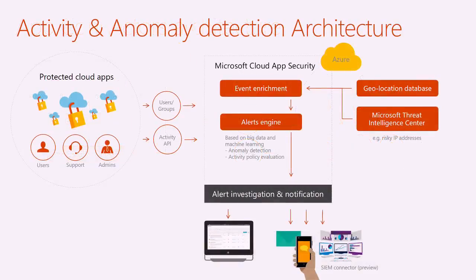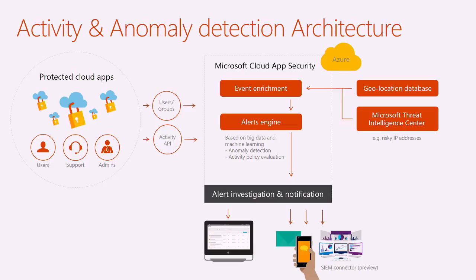And then, of course, one of the things that we do within Cloud App Security is anomaly detection and activity. So we want to detect abnormal activity that's happening with our users. So what we do is we obviously have our protected cloud applications that are there based on our users, and we have an activity API that goes through our event enrichment engine, down through our alerts engine, and this is based on big data and machine learning. We'll look at anomaly detection and policy violations, and we'll bubble that up into the alert engine.